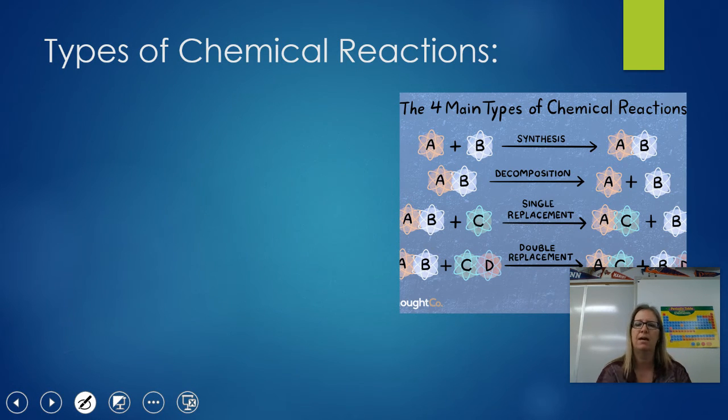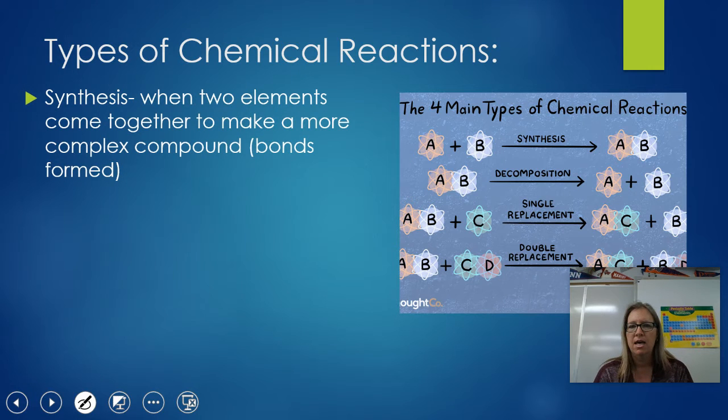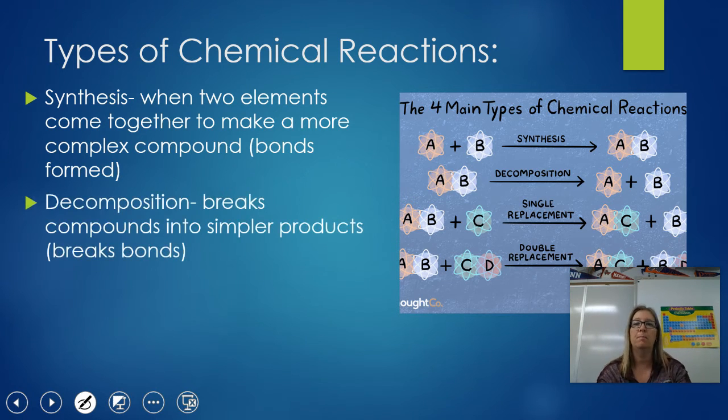We have 4 main types. The first one is synthesis. That's when you synthesize something, you make something, you put it together. So a synthesis reaction takes 2 elements and chemically combines them. Okay. Decomposition is the opposite of that. If something is decomposing, it is breaking down. So the chemical bonds are actually being split apart.